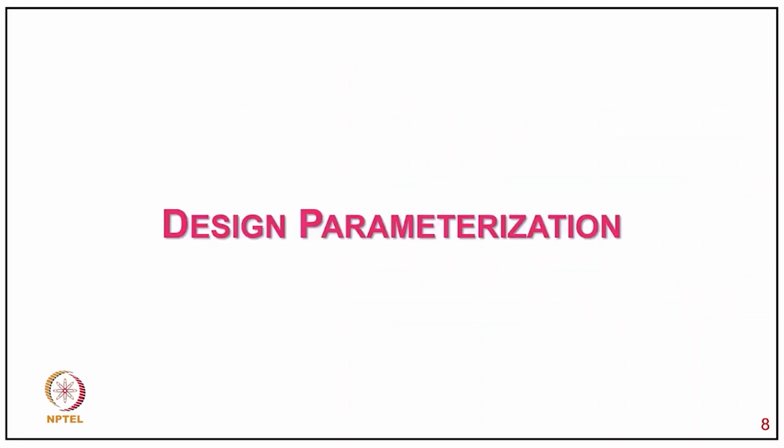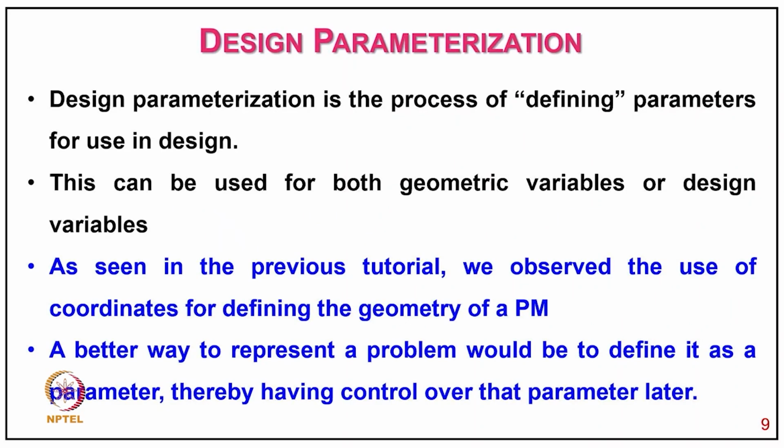Well, coming to design parameterization. Design parameterization is the process of defining parameters for use in design, and this can be used for both geometric variables and design variables. As seen in the previous tutorial, we used coordinates to define the geometry of a power magnet. A better way to represent the problem would be to define it with parameters, thereby having control over those parameters later.